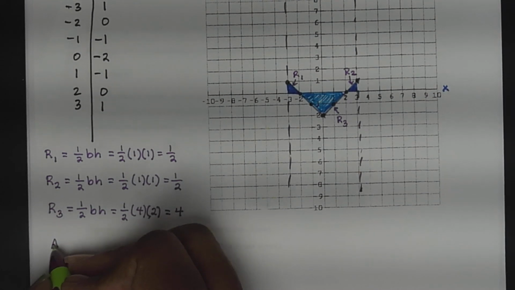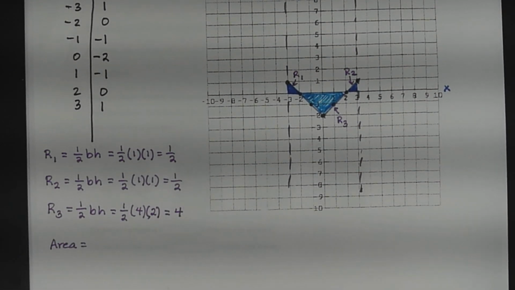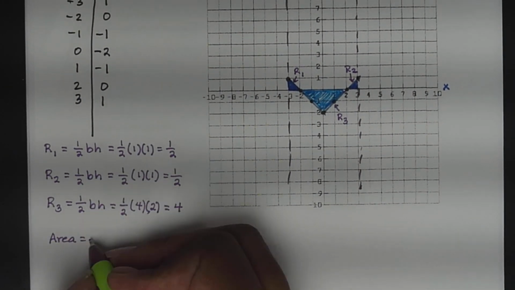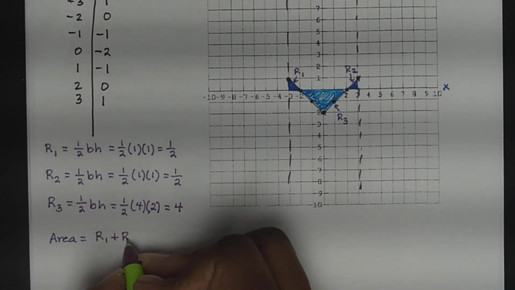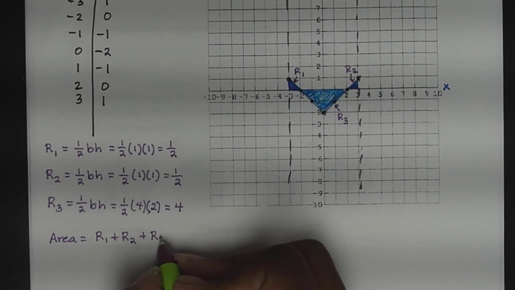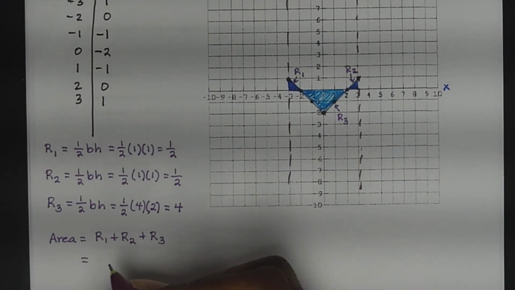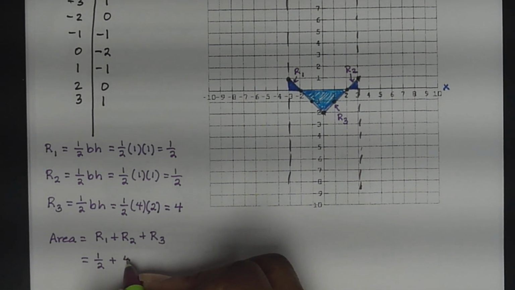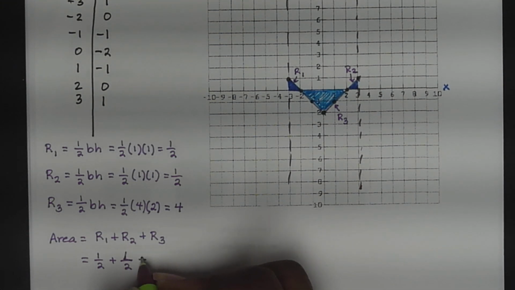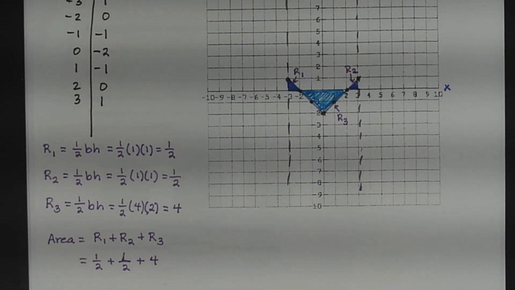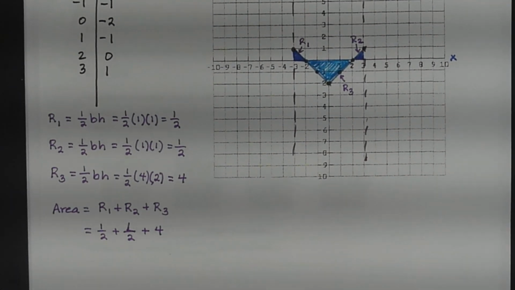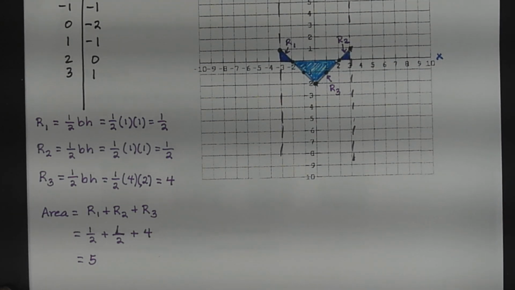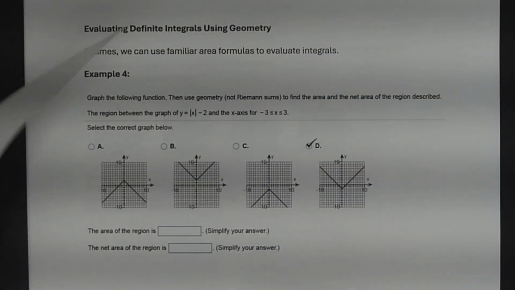So now the area itself, and they're asking for the area of the region, is going to be the sum of those three regions, R1, R2, and R3. So region 1 has an area of 1/2. Region 2 has the area of 1/2 as well, plus region 3 that has an area of 4. So 1/2 plus 1/2, that's 1 whole, plus the 4 will give you 5. So the area of the region, that adds up to 5.